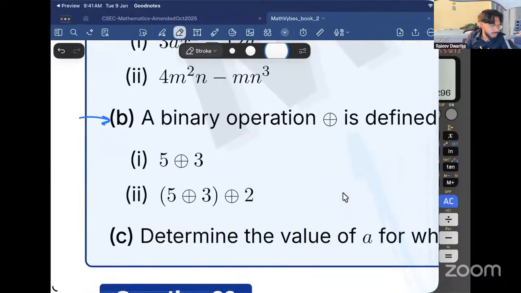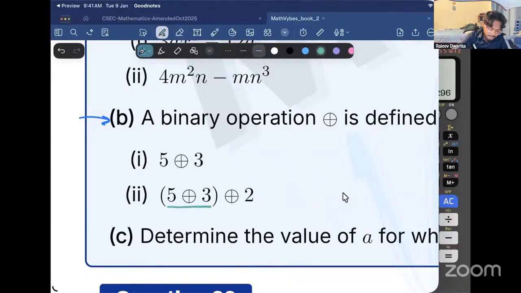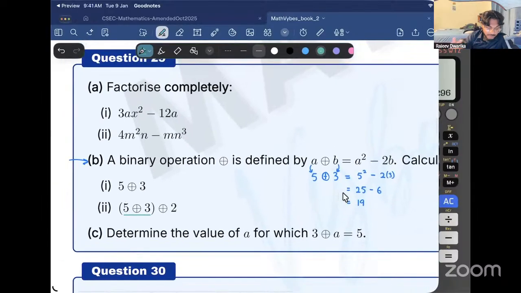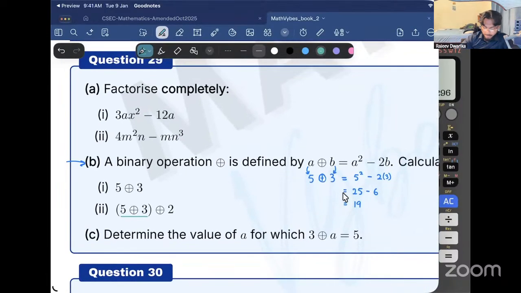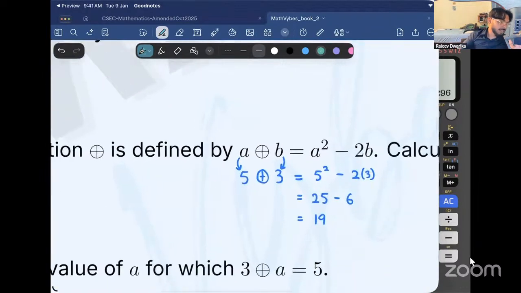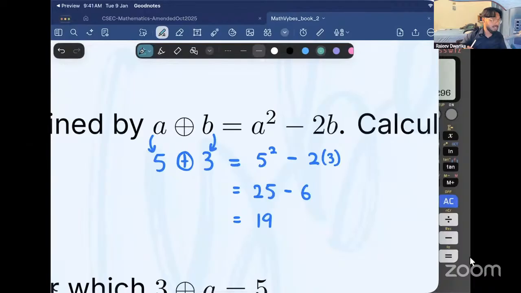This question wants us to do 5 plus circle 3 plus circle 2. Again, Carla, what did we just say? You see the brackets. Brackets first. So we had to work out 5 plus circle 3. Do we know what 5 plus circle 3 is? 19, right? In the previous part, we would have calculated that. So 5 plus circle 3 is 19.